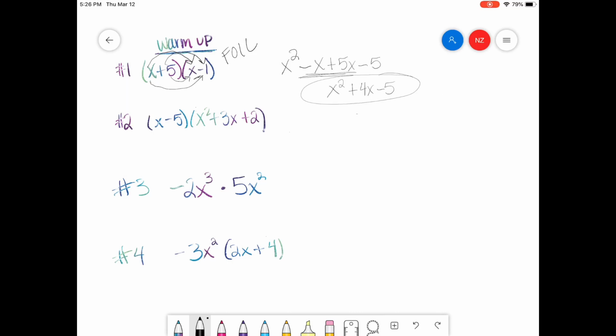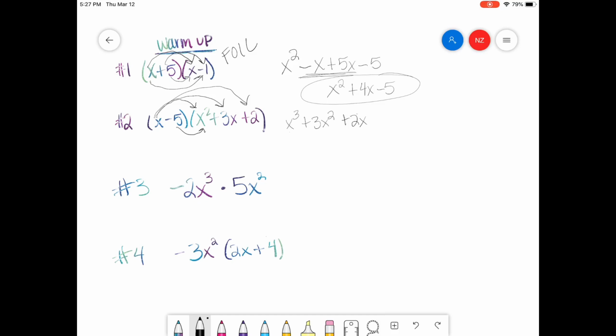In number 2, you cannot use FOIL method. It's a binomial times a trinomial, so the best thing to do here would be to distribute everything to everything or use box method. I'm just going to go ahead and distribute. First, I'm going to start with the x, so x times x squared gives me x cubed. Then x times 3x gives me 3x squared. Then x times 2 gives me 2x. Don't forget about the negative 5, it also needs to be distributed to everything.